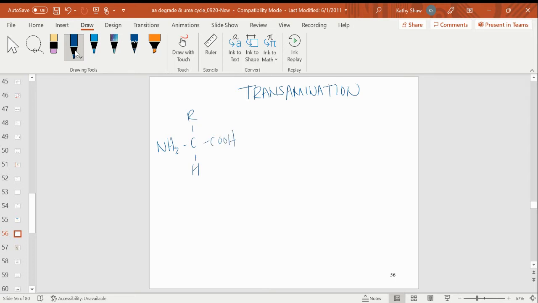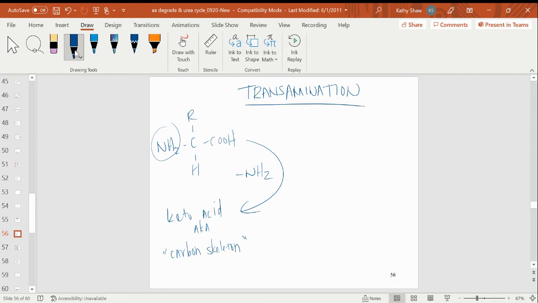And what I'm going to do is take the amino group off of it. If I remove the amino group, I end up with a keto acid, also known as a carbon skeleton. So be comfortable with the term carbon skeleton. A carbon skeleton is an amino acid without the amino group. So it's actually a keto acid.